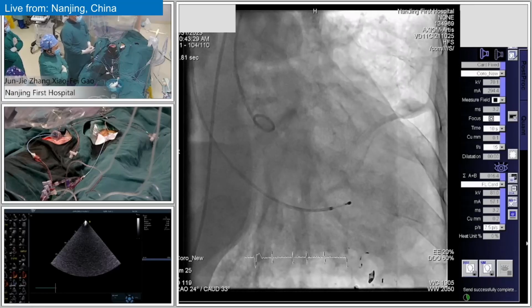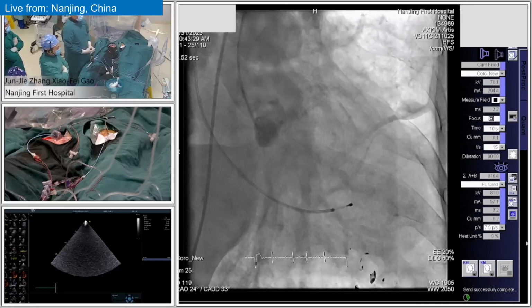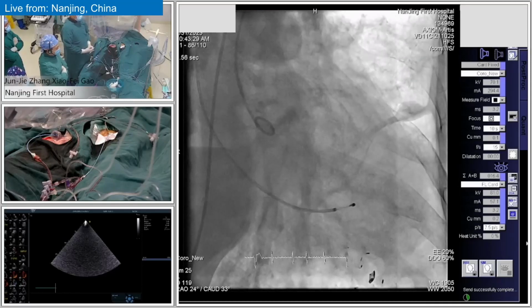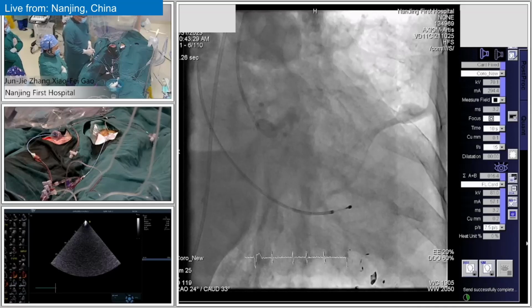So maybe that can explain why BAV prevalence is high compared with Western countries.